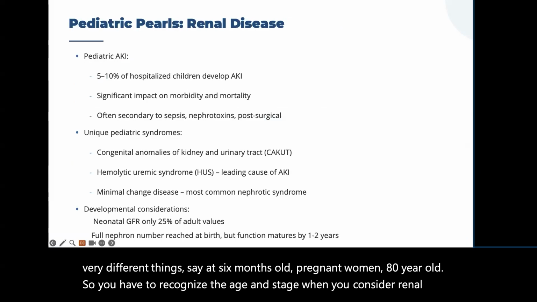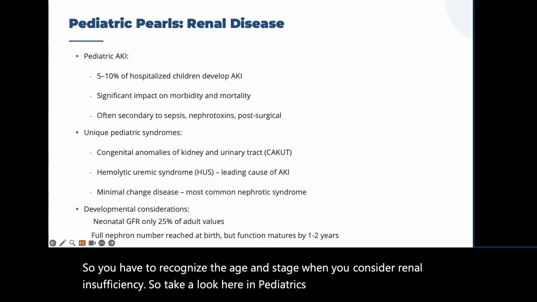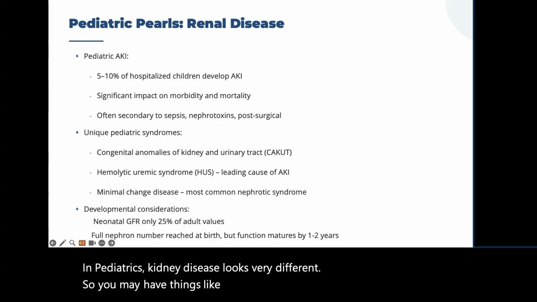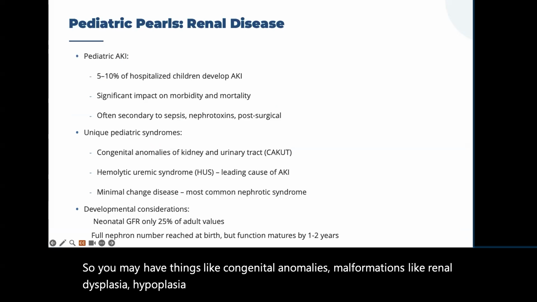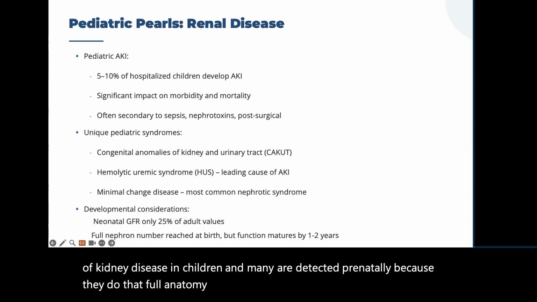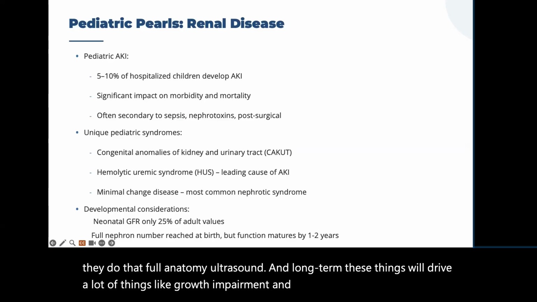So take a look here in pediatrics. So in pediatrics, kidney disease looks very different. So you may have things like congenital anomalies, malformations like renal dysplasia, hypoplasia, obstructive uropathy. These are the leading causes of kidney disease in children. And many are detected prenatally because they do that full anatomy ultrasound. And long term, these things will drive a lot of things like growth impairment and chronic kidney disease.